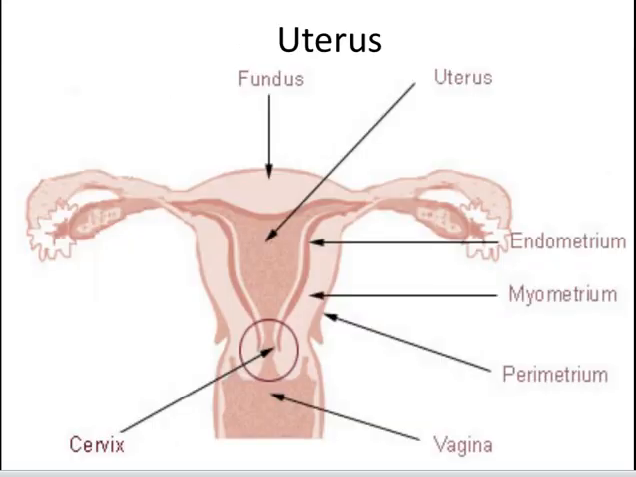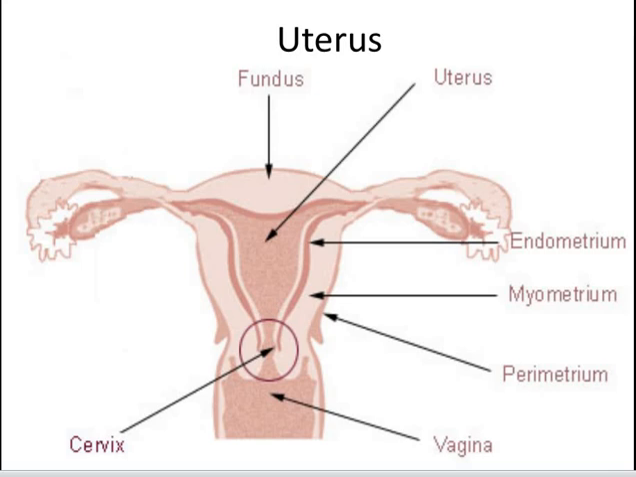The third structure is the uterus. It is commonly also called the womb. It is a hollow, muscular, pear-shaped organ located above and behind the urinary bladder. It is about 7.5 cm long, 5 cm broad and 2.5 cm in thickness. The uterus can be divided into three regions, that is fundus, body and cervix.